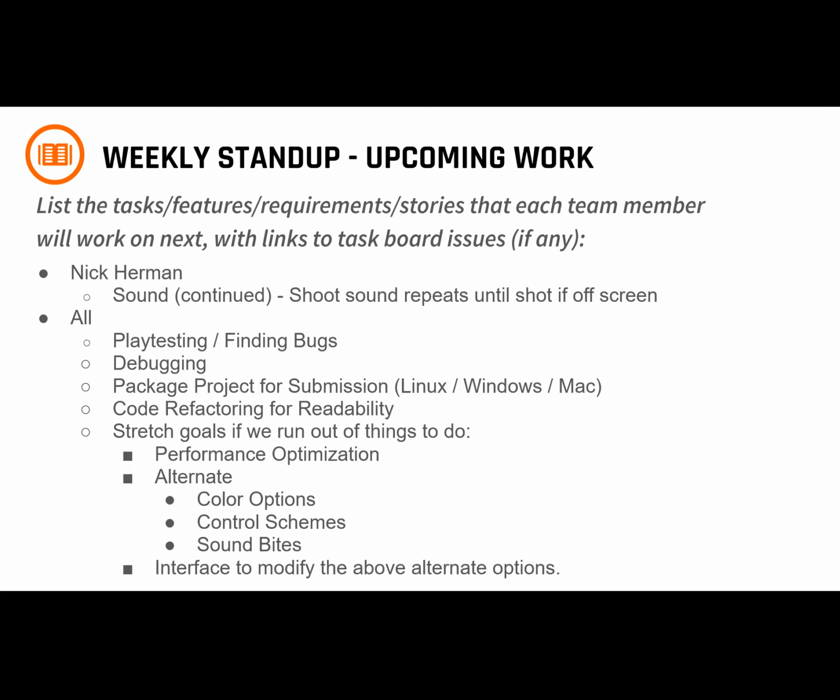These include playtesting and finding bugs, and then consequently fixing those bugs, packaging up the project for Mac, Windows, and Linux OSs, code refactoring for readability, and possibly implementing some small stretch goals, including alternate colors, controls, and/or sound bites. We would need to make some sort of interface to modify these options. Whether that's going to be a GUI or just keyboard input is to be determined.